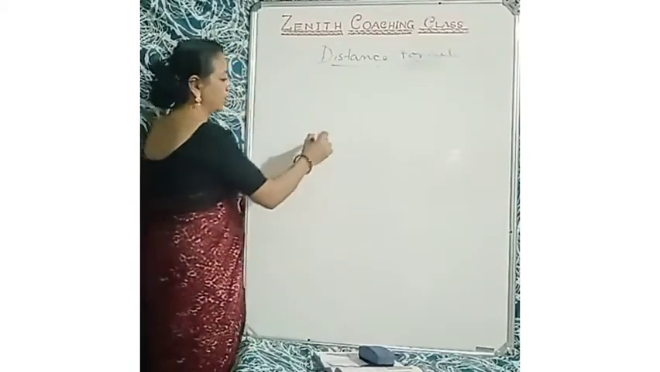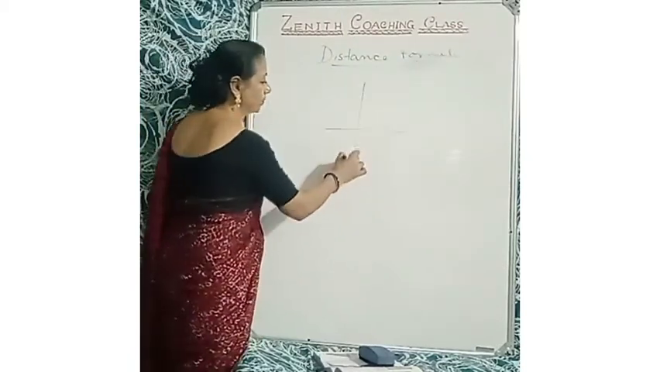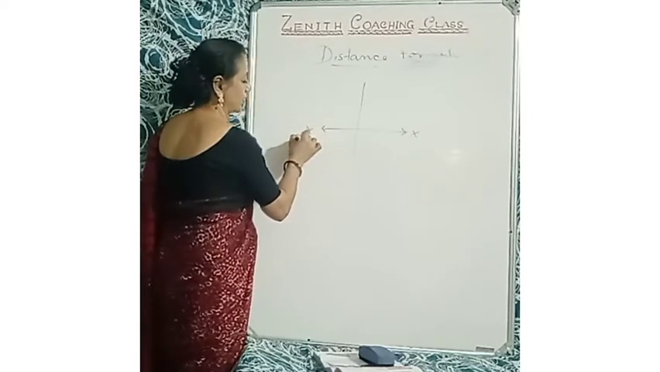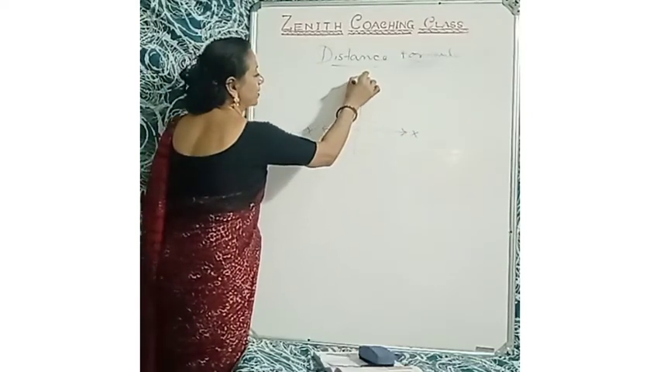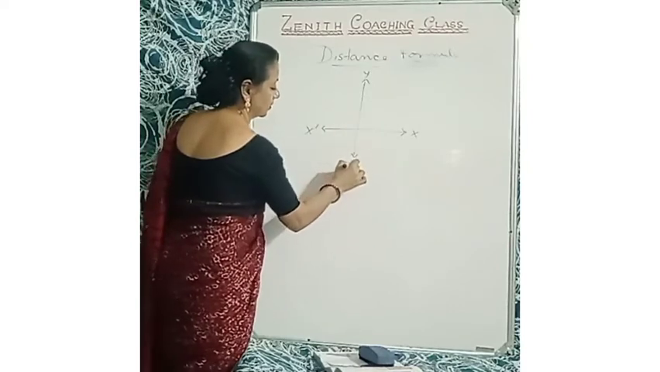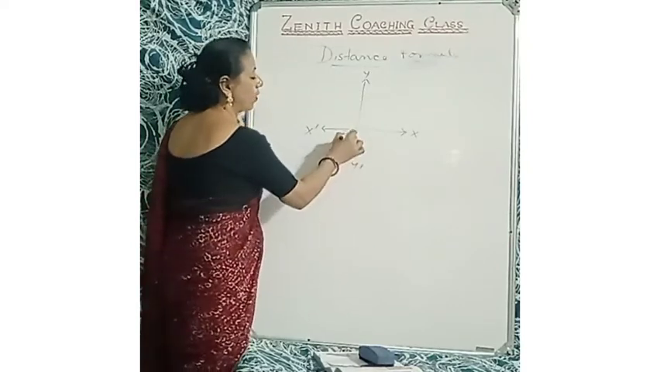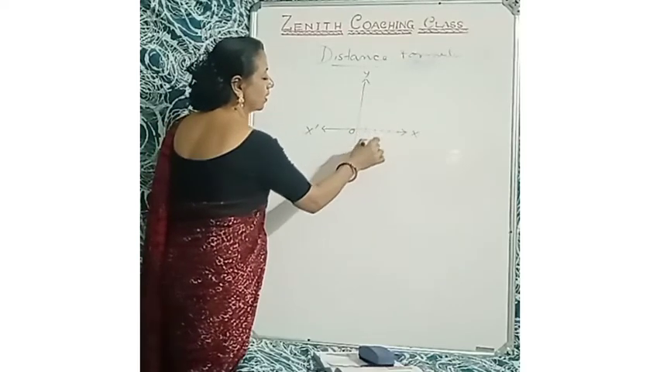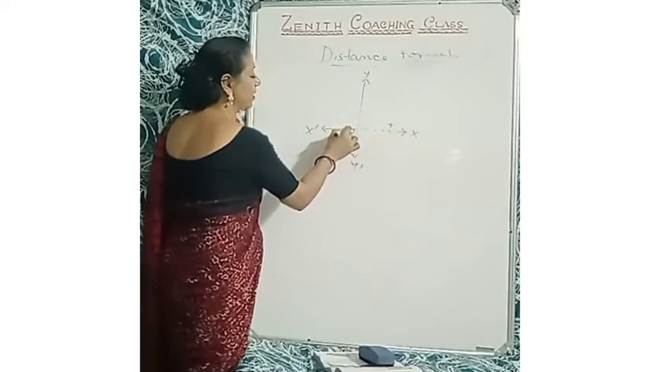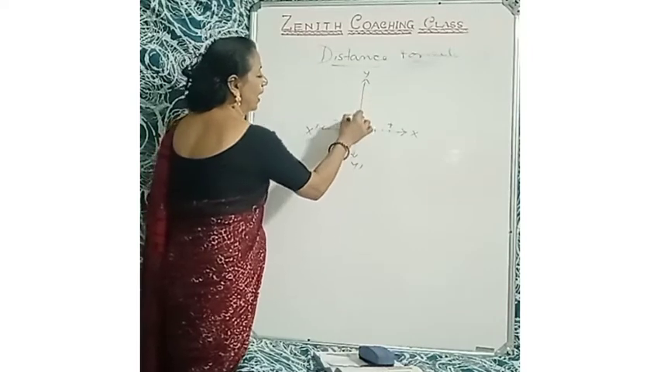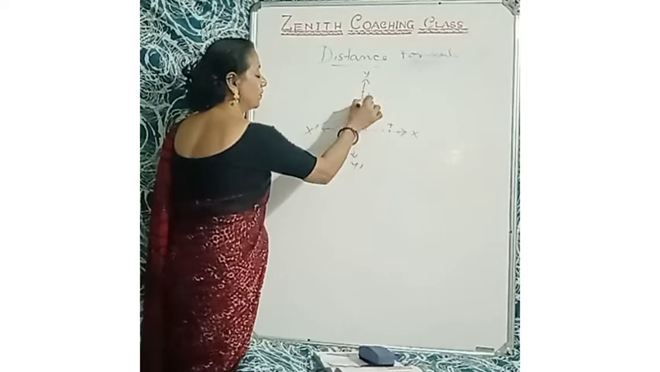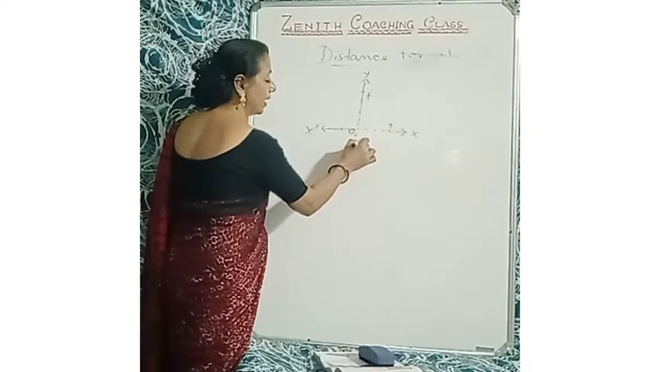Okay, that is, here is a graph. Here is the x-axis and here is the y-axis, and its origin. So the x-axis is called abscissa. Here is positive and here is negative. And the y-axis is called ordinate. This is positive and here it is negative.